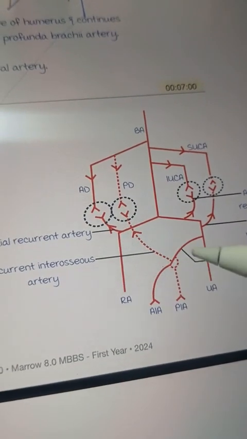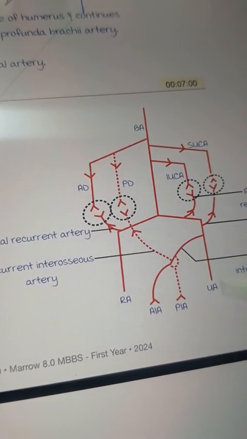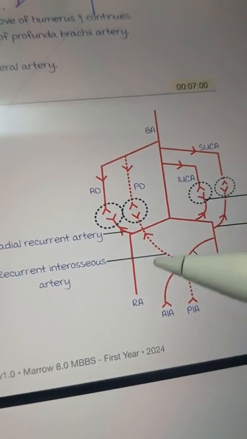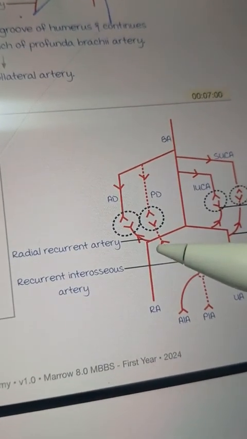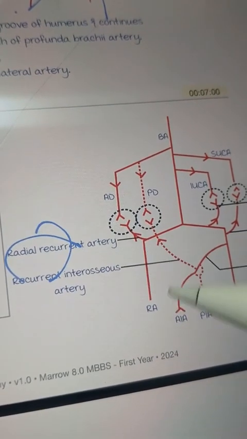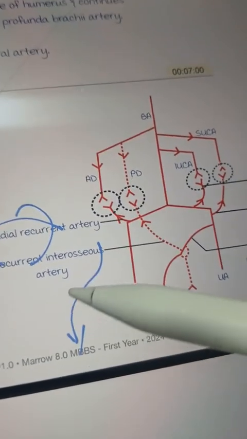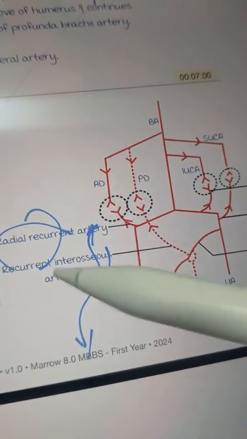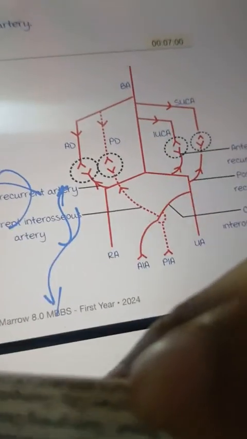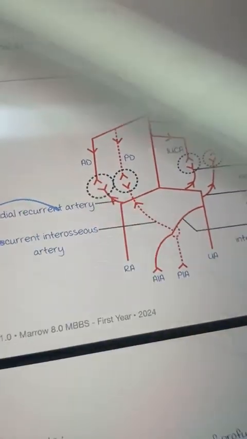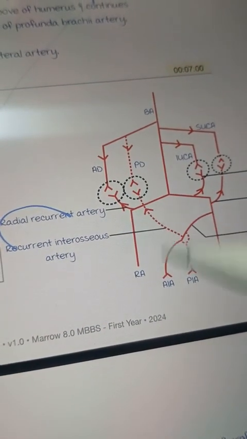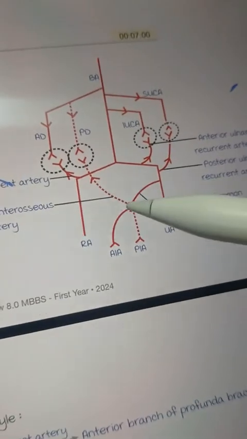Now it's important to understand that after giving the radial artery and ulnar artery, the radial artery has one branch known as the radial recurrent artery. Why is it called the radial recurrent artery? Because the course of the radial artery is downward and this branch recurs upward, therefore it's called a recurrent artery. That's the radial recurrent artery, and this is the ulnar recurrent artery.